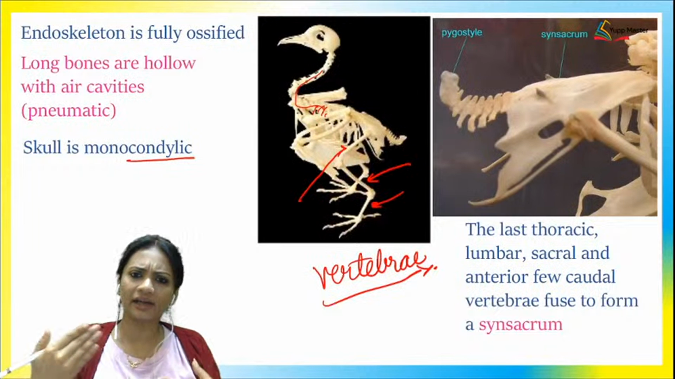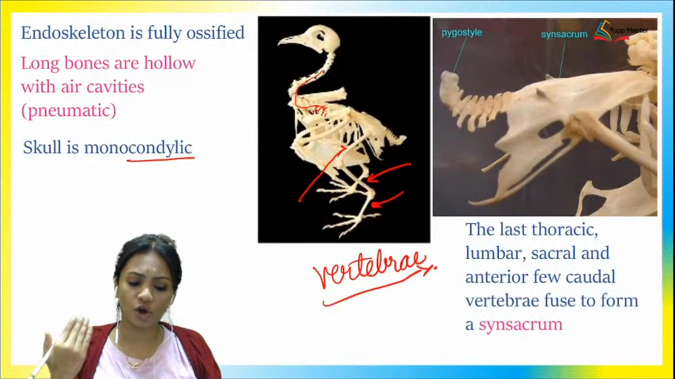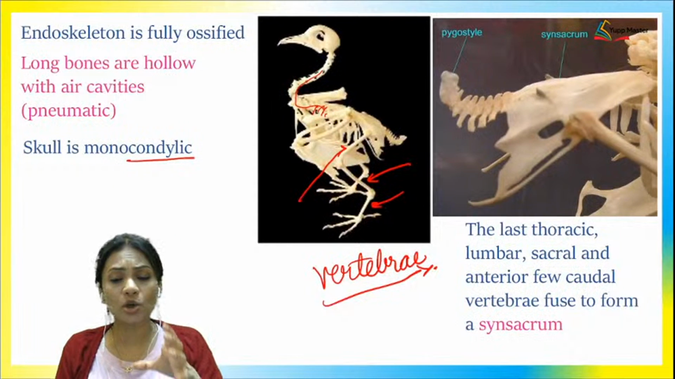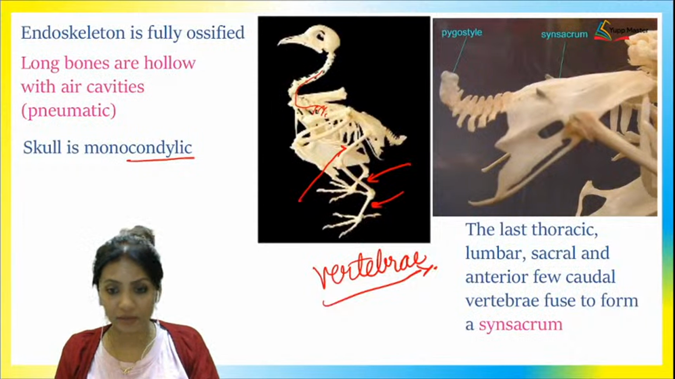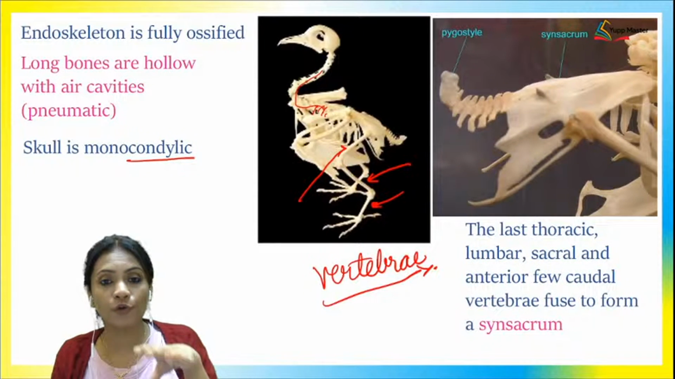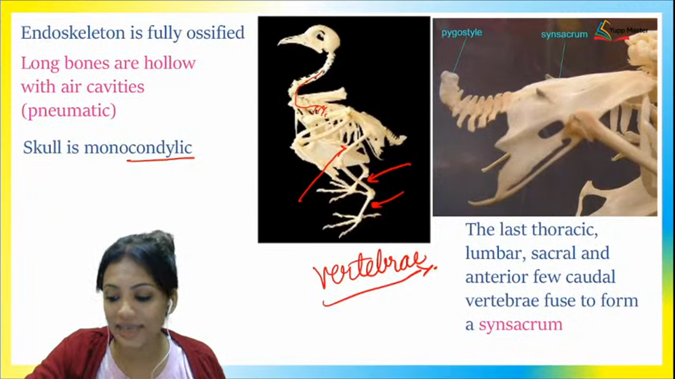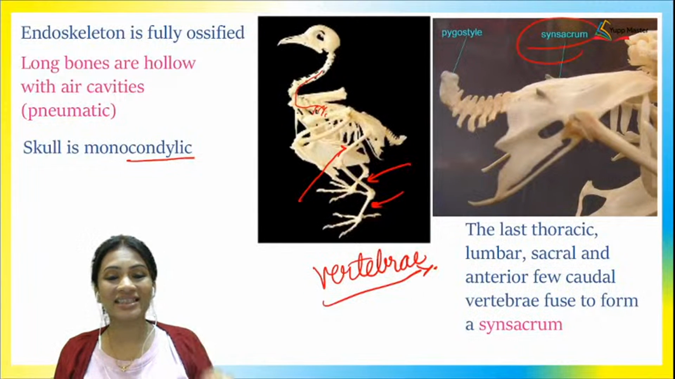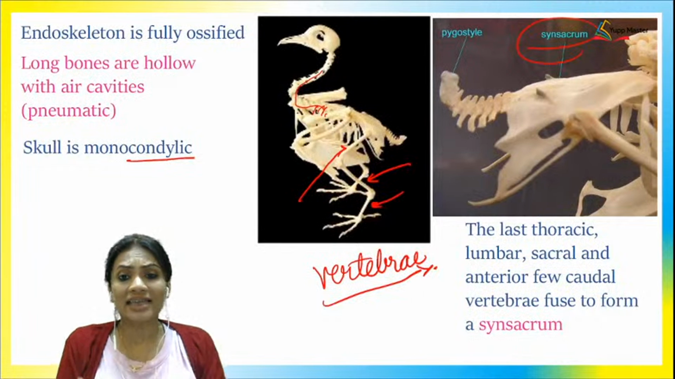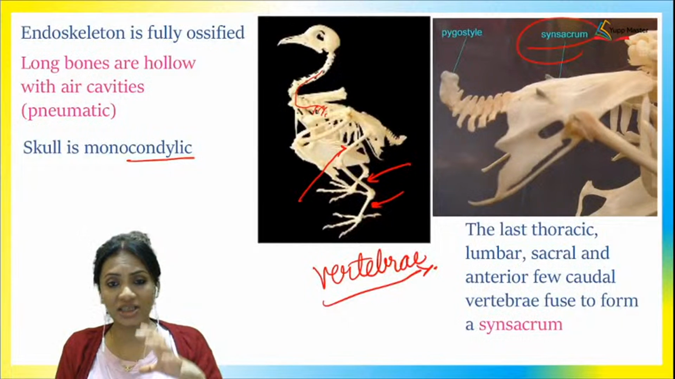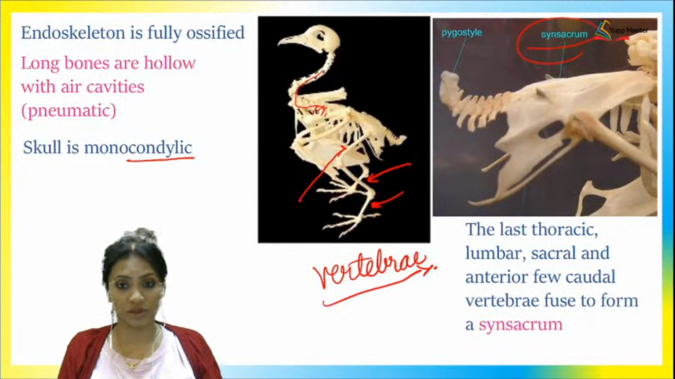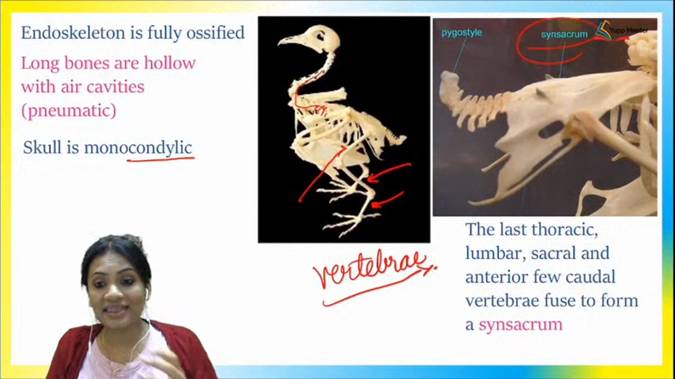Means at the posterior end of the bird, the bones or the vertebrae are fusing together, and they fuse together to form one bone, and that one bone is going to be called synsacrum. Okay, remember, syn means putting together, sacrum is the bone which is just at the rear or the posterior most end. Okay, so that is synsacrum.